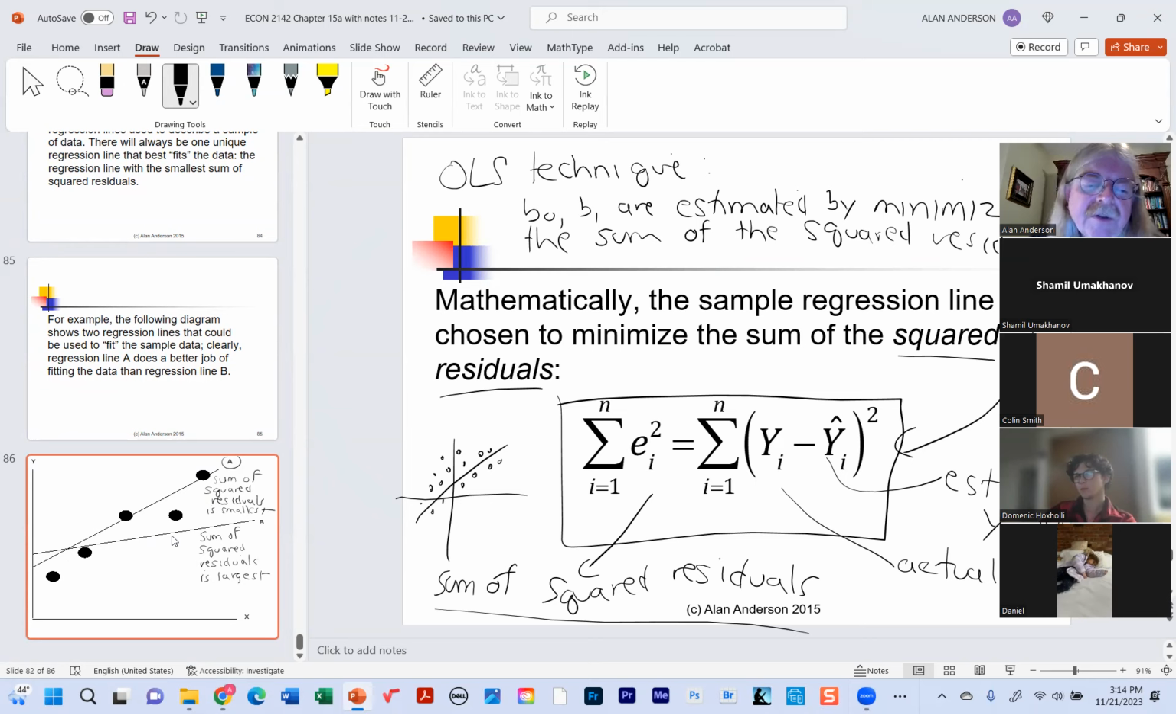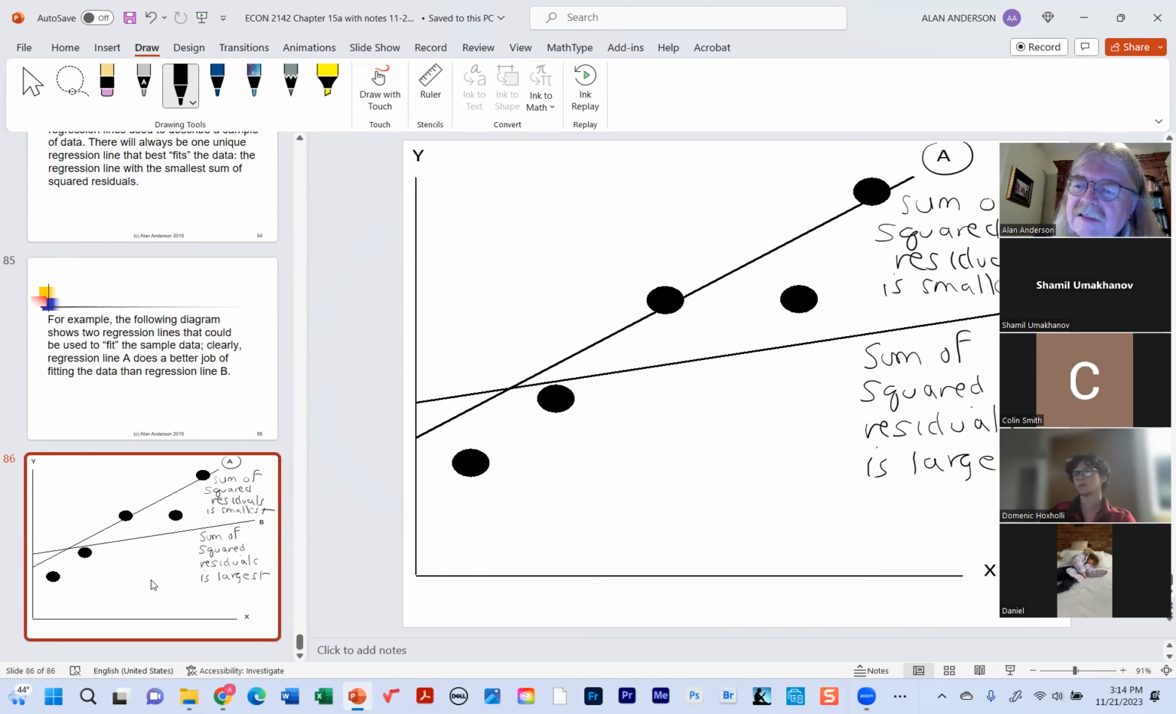Now, I'm going to show you an example here with two lines that we could choose from, and we're going to figure out which one we should pick. Let's say you were confronted with these two choices. Which one would you pick, line A or line B? Well, line A at least goes to the points. B is a terrible choice. Look at that. It's almost below every one of those points. That's because the sum of the squared residuals is larger. We picked A because its sum of squared residuals is smaller. And that's all there is to it.